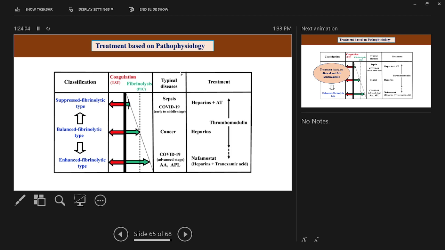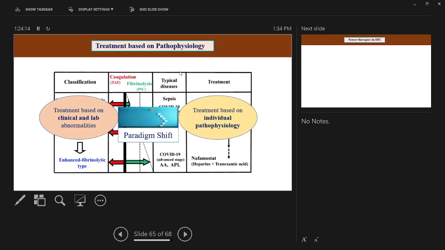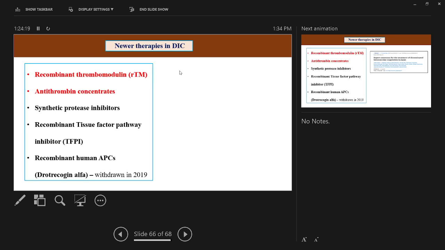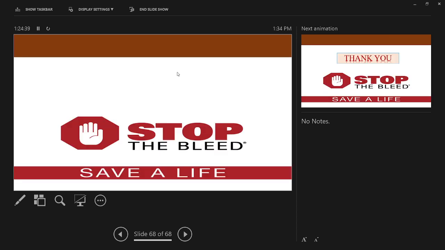So the treatment based on pathophysiology is important to understand. There has been a paradigm shift from treatment based on clinical and lab abnormalities to treatment based on individual pathophysiology, as we have seen. Newer therapies in DIC are recombinant thrombomodulin, antithrombin concentrates, synthetic protease inhibitors, recombinant tissue factor pathway inhibitors, and recombinant human activated protein C like drotrecogin alfa. But it was withdrawn in 2019 and reintroduced in certain countries. So these are certain guidelines. Thank you.